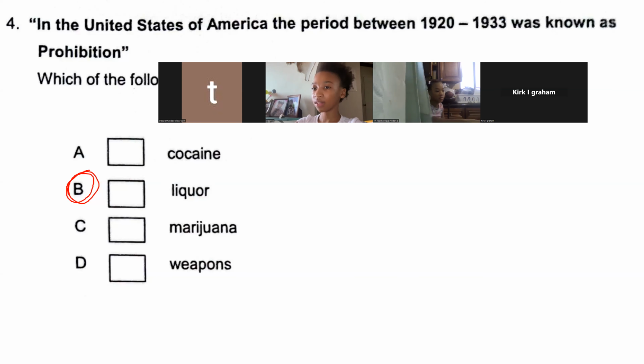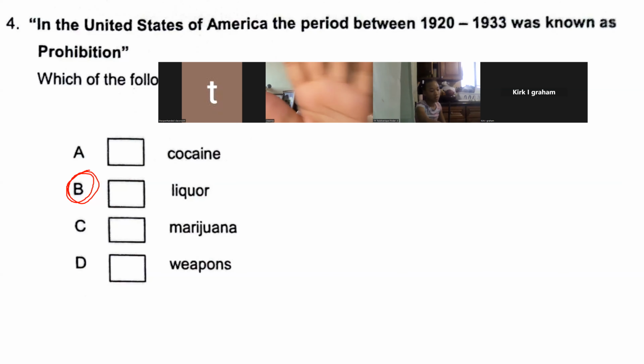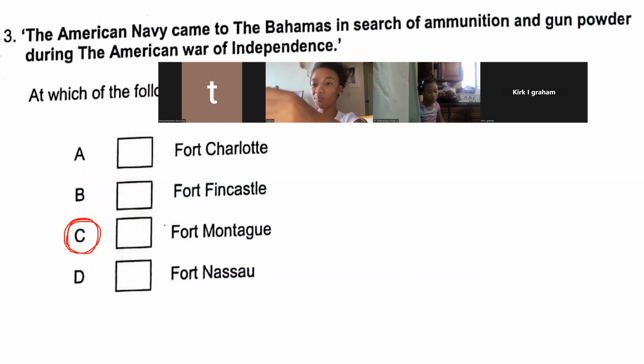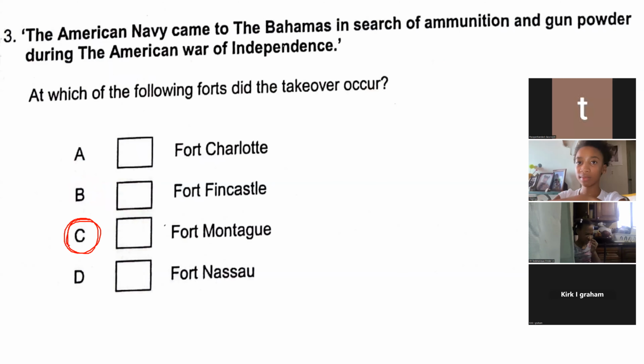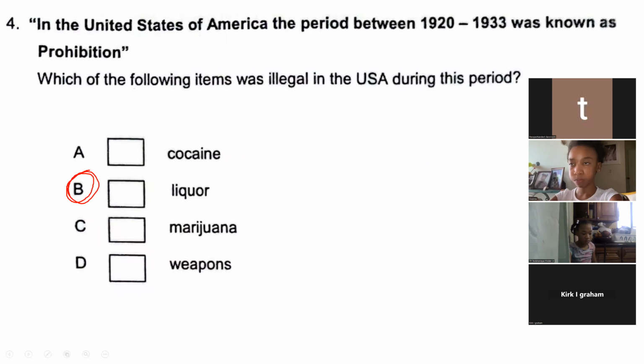When I glitched out, I was on number 3. Okay, let me go back to number 3 so you can complete it. I took a picture and I put it inside the chat, so look in the chat and see if you can find that picture so you can use it for the notes. Oh, all right, I see it. Very good. All right, number 5.